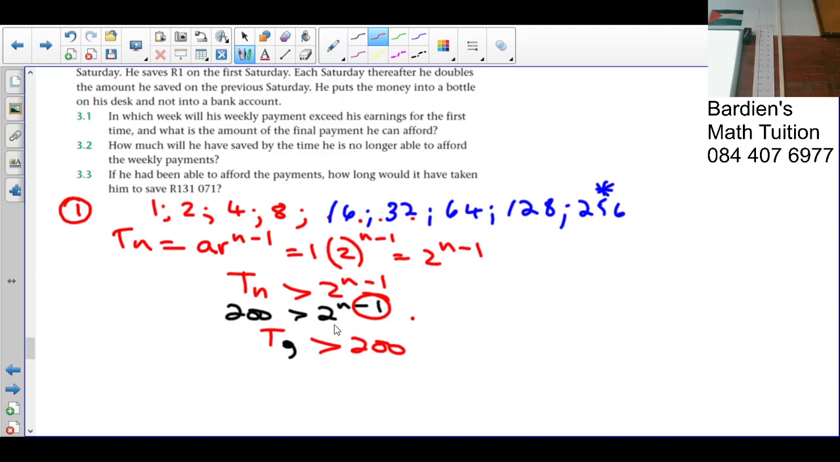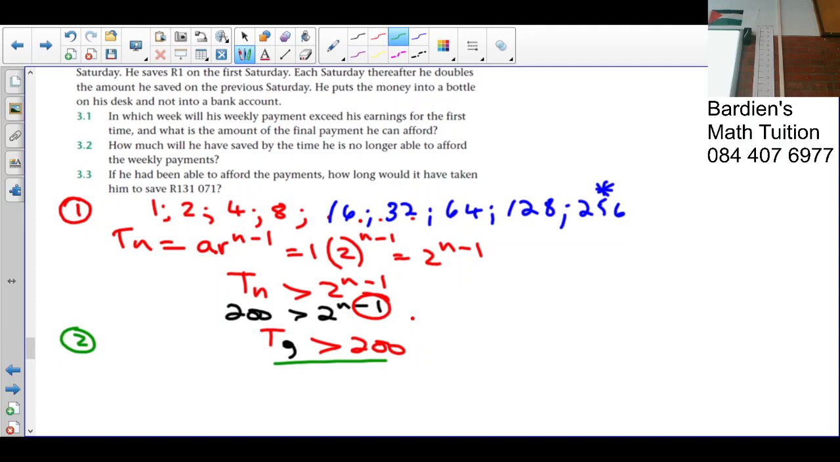Okay. So the 3.2 the question says, how much will you have saved by the time he's no longer able to afford the weekly payment? Okay, we didn't answer this question completely. In number 1, they want to know in which week will his weekly payment exceed his earnings. So it's in week 9.